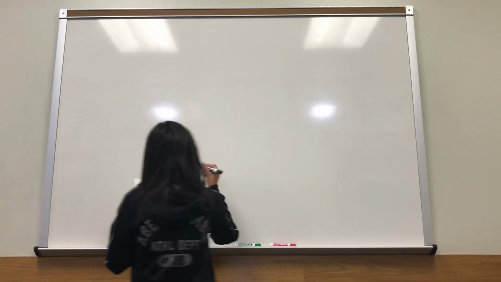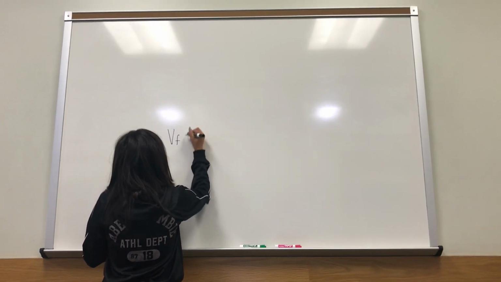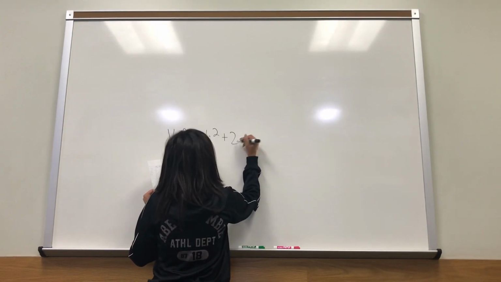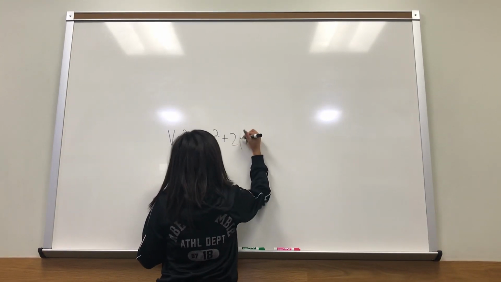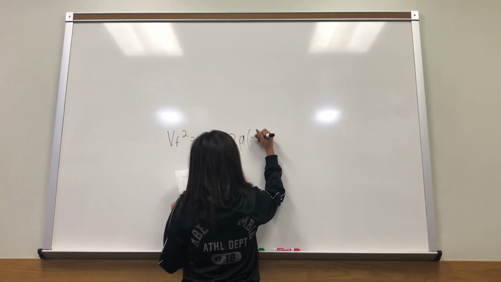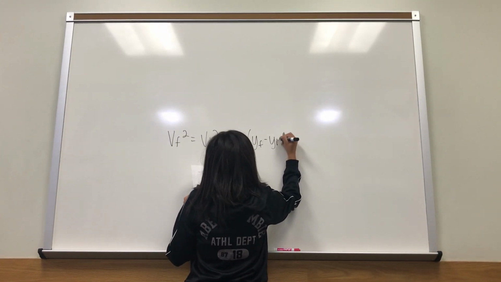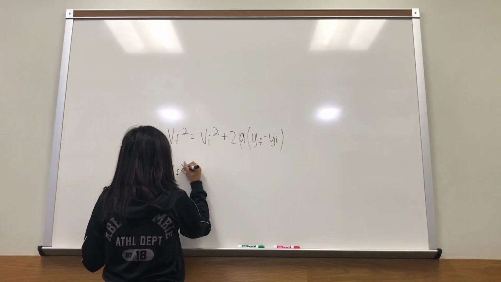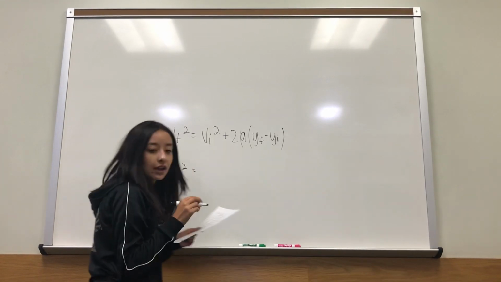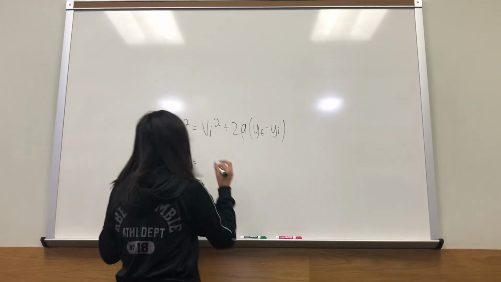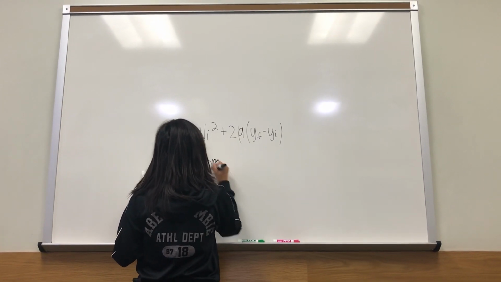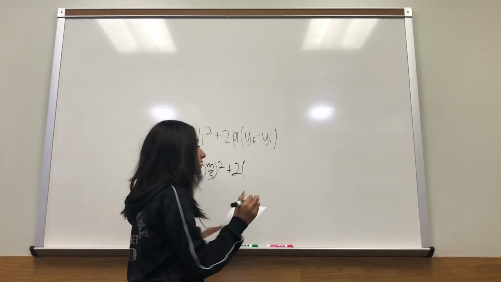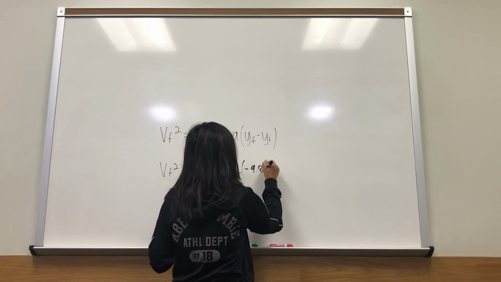So to find its velocity, we're going to use the equation velocity final squared equals velocity initial squared plus 2a times the change in y. And so we can just plug in our values. We don't know our final velocity, that is what we're trying to find. We know that our initial velocity is 20 meters per second, and so we square that, and then plus 2, we're going to use the negative acceleration of gravity because it is falling down.